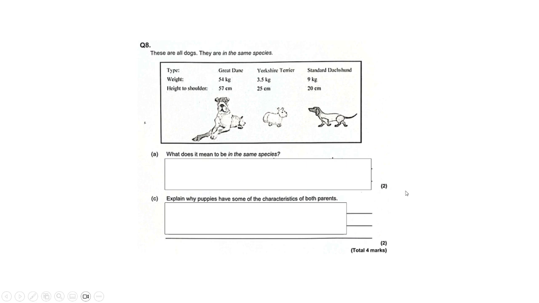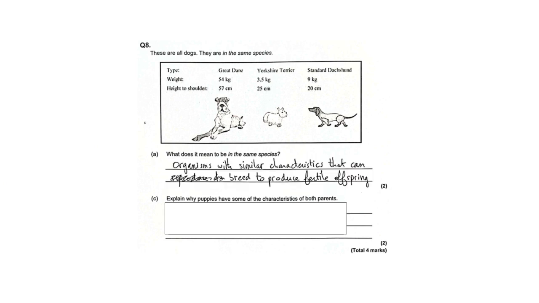And for the last question, these are all dogs. In fact, they're in the same species. What is meant by species? Remember, a species is a group of organisms with similar characteristics that can breed to produce fertile offspring. So similar characteristics, very important, and also they can breed to produce fertile offspring. This is the main definition.